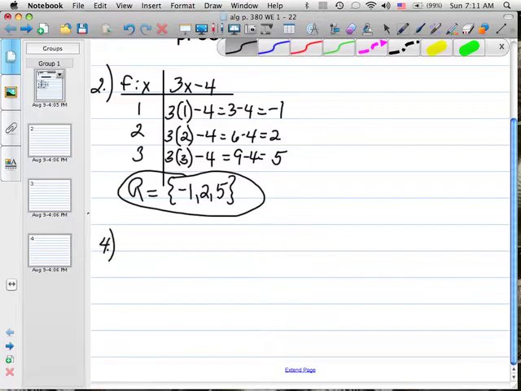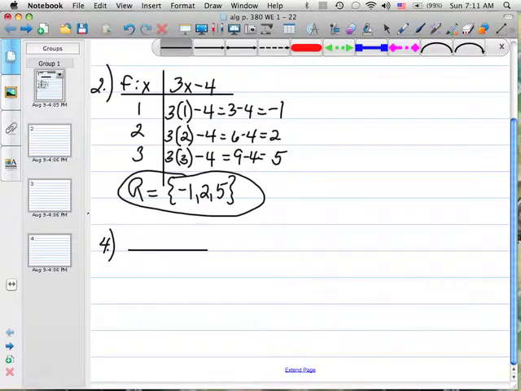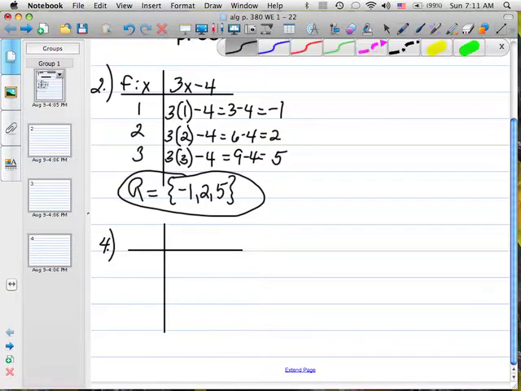Problem number 4, the function is h. We're evaluating the values of y from the domain for the function 1 minus 2y. So set up our function table. Our domain is negative 3, 0, 1.